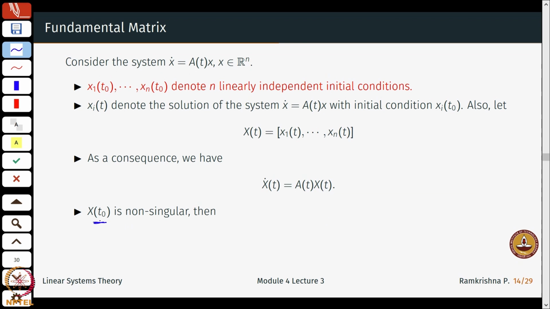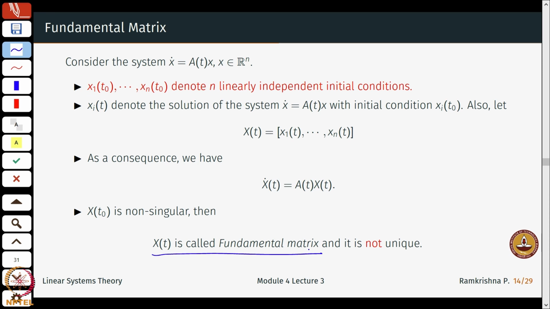Because I assume that these are n linearly independent conditions, x at t0, which is essentially this matrix collection of all these vectors x1 of t naught till xn of t naught, will turn out to be non-singular. Then what I call X of t, I call the fundamental matrix.